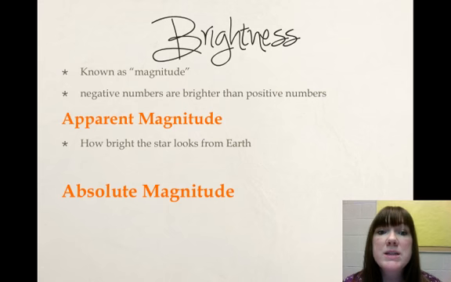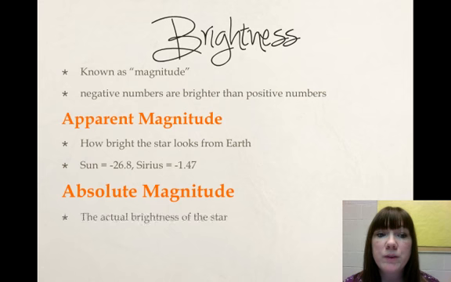Apparent magnitude is how bright the star looks from here on Earth. So for example, because the sun is so close and it appears so bright, it has an apparent magnitude of negative 26.8. Sirius is the brightest star in our night sky and has an apparent magnitude of negative 1.47.